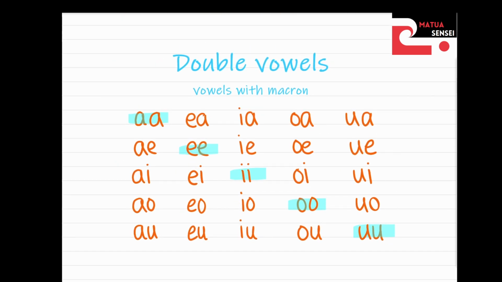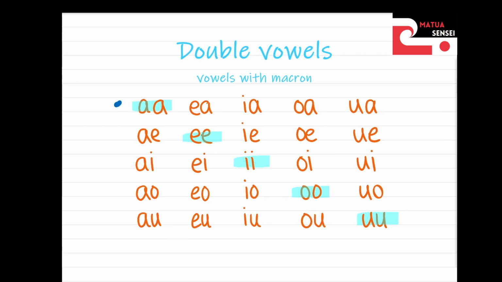Lastly, these are the double vowels. Now, this is the easiest one. So when you see double vowels, just pronounce these as vowels with macrons. For example, aa. Instead of having the break, you just have the a and a macron. So it becomes ā, ē, ō, and ū.